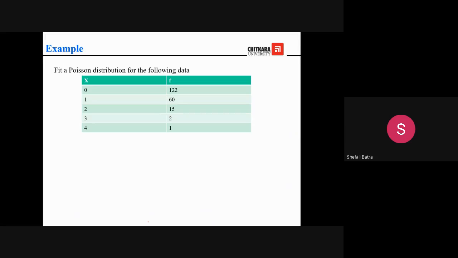Now come to this question. Fit a Poisson distribution for the following data. This is your x. X is having values 0, 1, 2, 3, 4, and this is the frequency when x is equal to 0, x is equal to 1, 2, 3, and 4. Now you need to fit a Poisson distribution for this data. So first task is you need to find out its mean. And what is the formula for mean? Mean is equal to summation of fi xi upon summation of fi. This is the formula for mean.